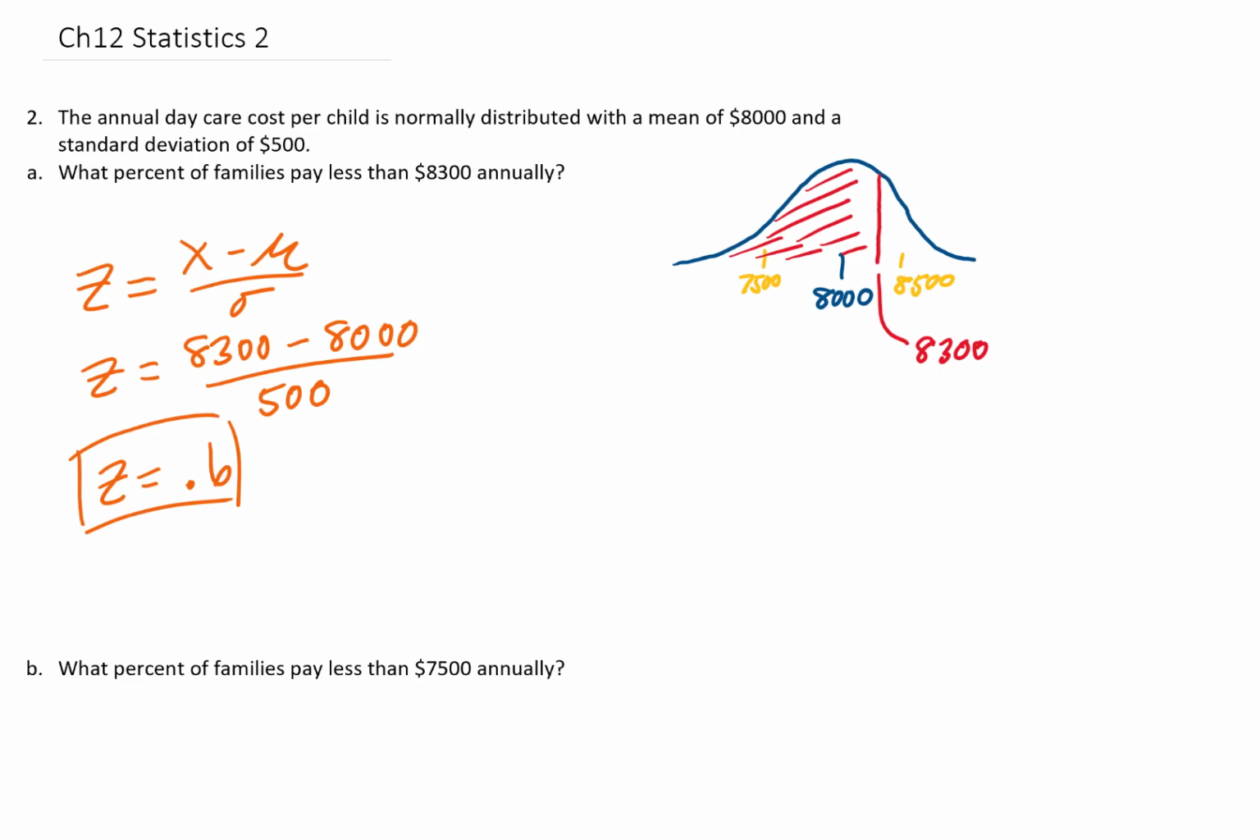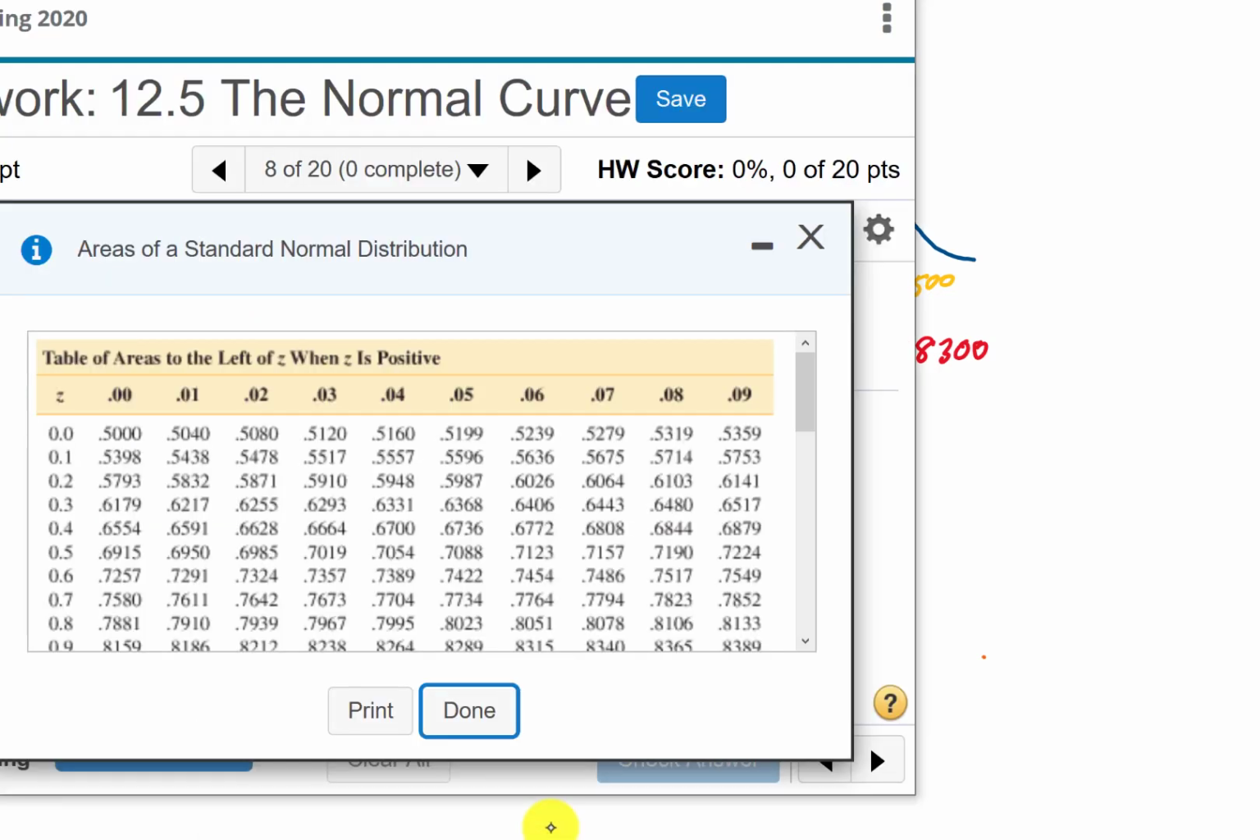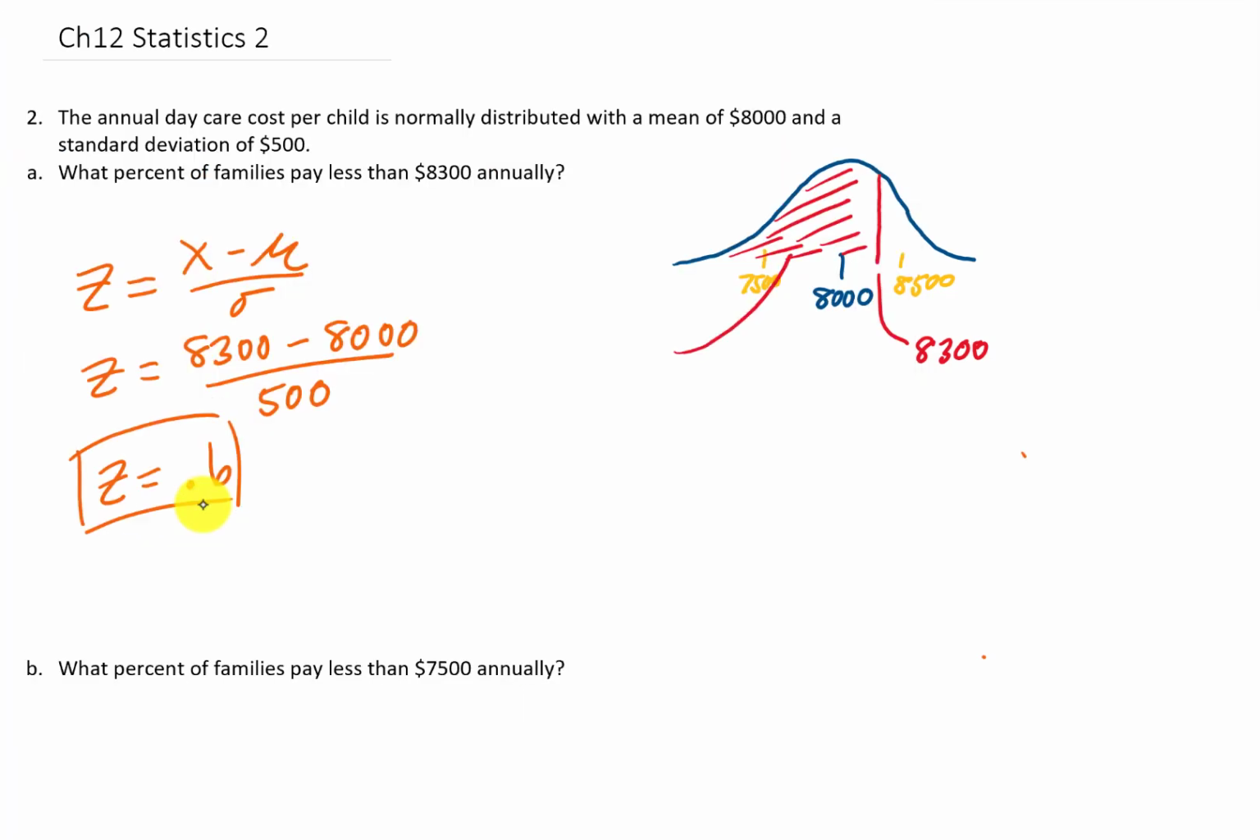Now to find the area that we're looking for, we need one of those tables. So I'm going to bring up the table from your homework that deals with positive z-scores. And I'm going to look up 0.6, which is right here. We're given a number, 0.7257. Going back to our chart, that tells us that this area in here is 0.7257. In other words, that is 72.57% of the data. And that is the answer. So 72.57% of families pay less than $8,300 annually.